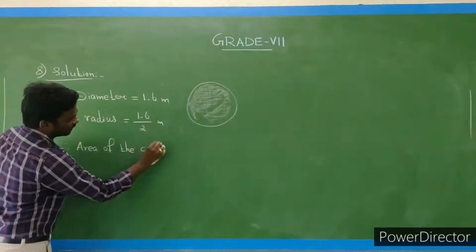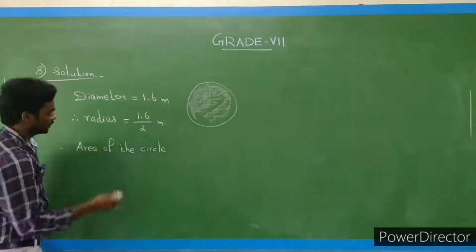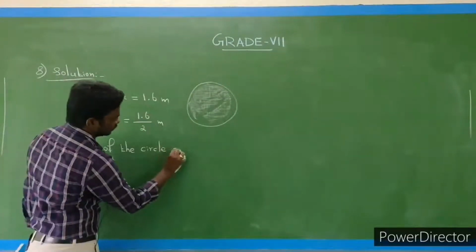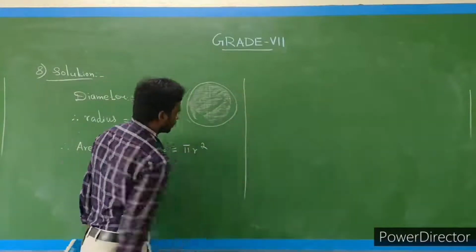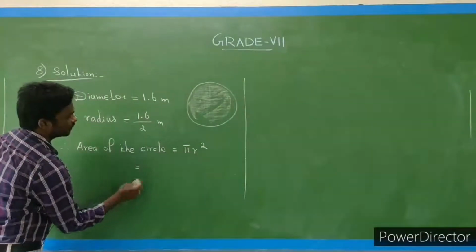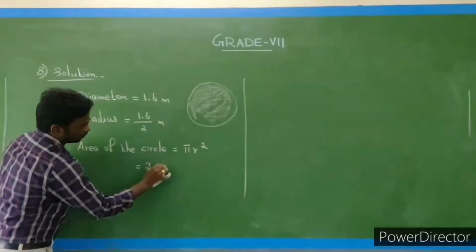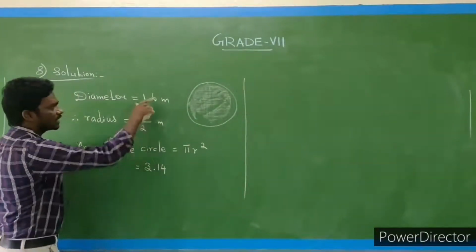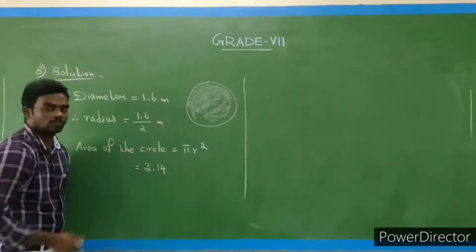Why we need to find the area of the circle? Because we have to find the cost of polishing a circular tabletop. So area of the circle is equal to pi r square, which is equal to, what is the value of pi here? 3.14. If the radius or diameter is a multiple of 7, we have to write 22 by 7.